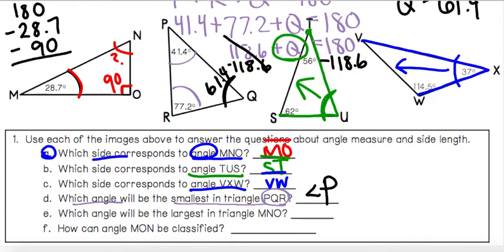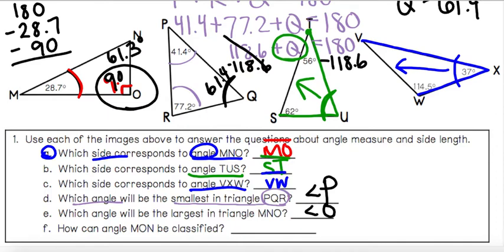And when I do that on your calculator, I hope you're doing this with us so that you practice doing this. 180 minus 28.7 minus 90 is 61.3. So this angle is 61.3 degrees. This one's 90. So it says, which angle is the largest? Angle O is our largest angle in that triangle.